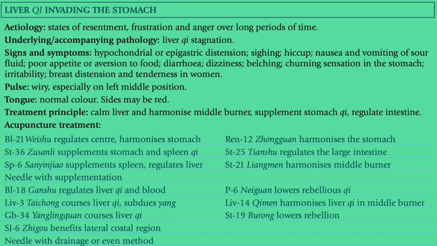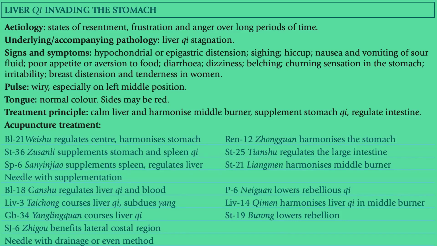Signs and symptoms: hypochondrial or epigastric distension, sighing, hiccup, nausea, and vomiting of sour fluid, poor appetite or aversion to food, diarrhea, dizziness, belching, churning sensation in the stomach, irritability, breast distension and tenderness in women. Pulse: wiry, especially on left middle position. Tongue: normal color, sides may be red. Treatment principle: calm the liver and harmonize middle burner, supplement stomach qi, regulate intestine.